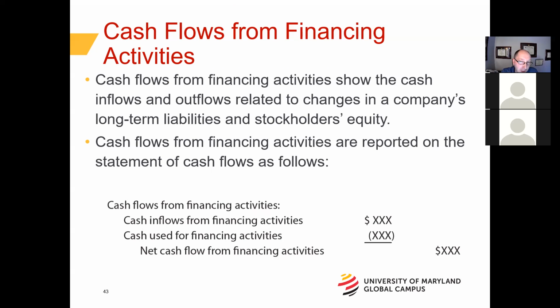Financing activities, as we discussed, includes the issuance or repayment of stocks, bonds, or debt, right? And the way that the statement of cash flows works for that is very similar to the investing activities, where we simply take our cash inflows minus our cash outflows to get net cash flow for financing activities. So the direct or indirect method really only applies to operating activities.